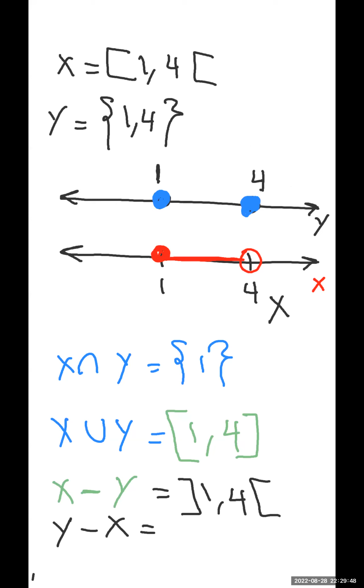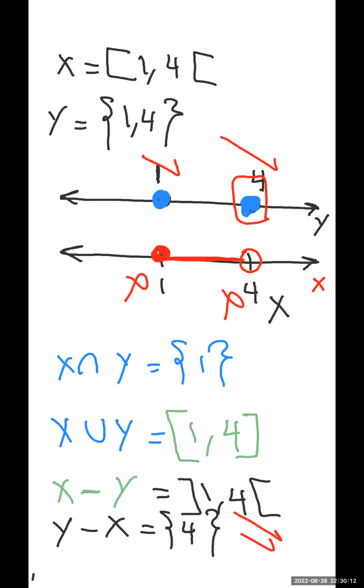Of course, because 1 exists in both sets. Teacher, I think 4 only. Very good. Y difference X will equal the set of 4, because there are only 2 elements here. 1 is already here, 4 is not here, so the difference is only 4. Right? Okay, great.